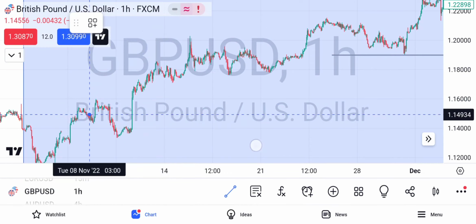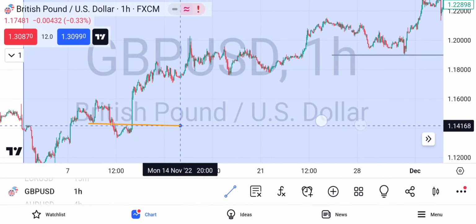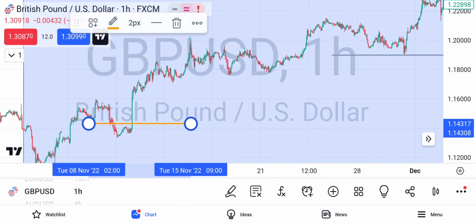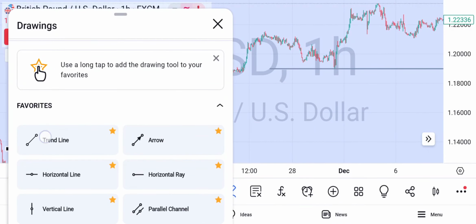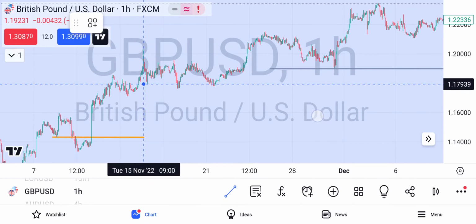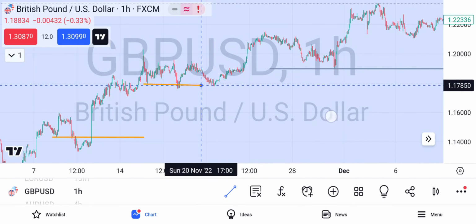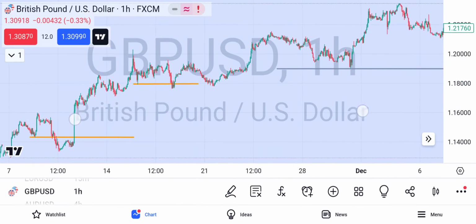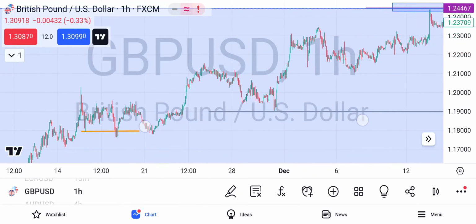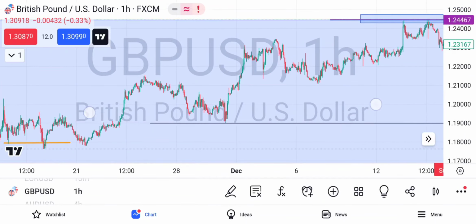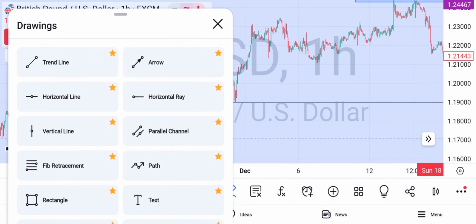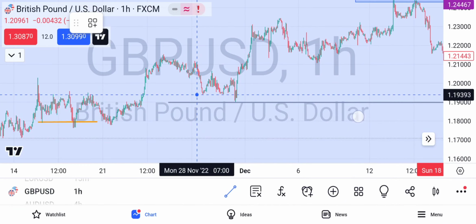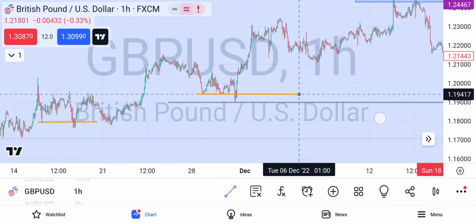Where's my drawing? This is an internal range liquidity. It's an internal liquidity to continue moving higher. Here, the same thing. It seeks an internal range liquidity to continue moving higher. As you can see here, the same thing. It seeks an internal range liquidity to continue moving higher.